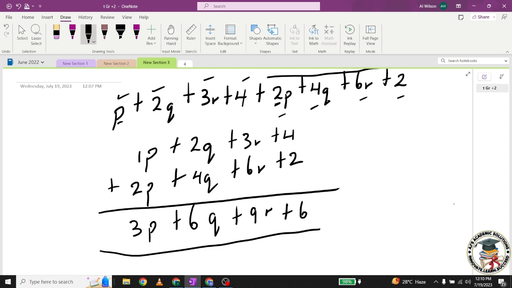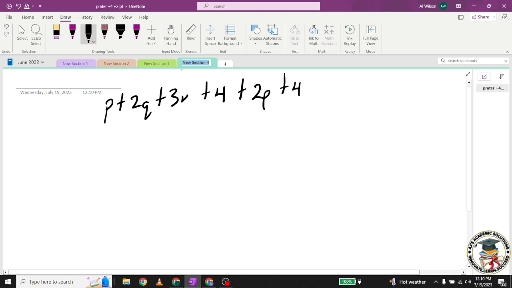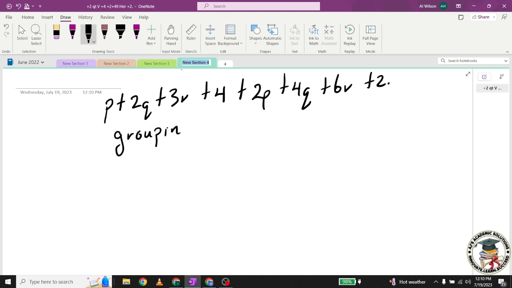So I hope you're able to follow this particular setup. So let's now do the same question and do it the way where we group it and then solve it. So we have P plus 2Q plus 3R plus 4 plus 2P plus 4Q plus 6R plus 2. So we are grouping. Now, one thing you can consider when grouping is think of how the letters appear in the alphabet. That's how you want to actually align them in the question.